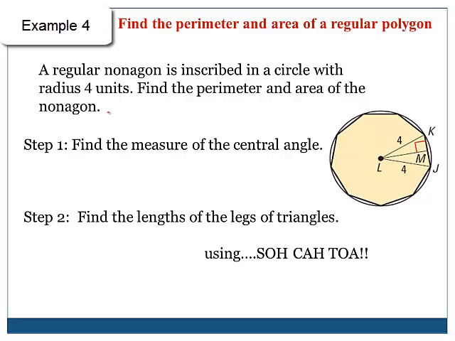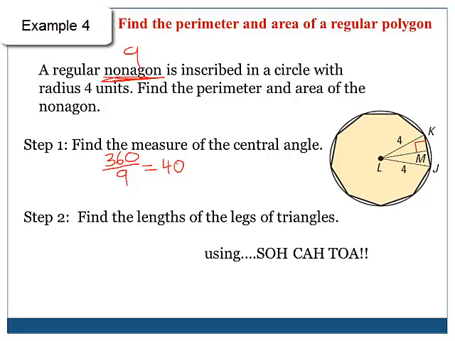So what I know is it's a nonagon. It's 9 sides. So finding the central angle, remember, we did 360 divided by the number of sides, which gives you 40. So with this, we have 40.